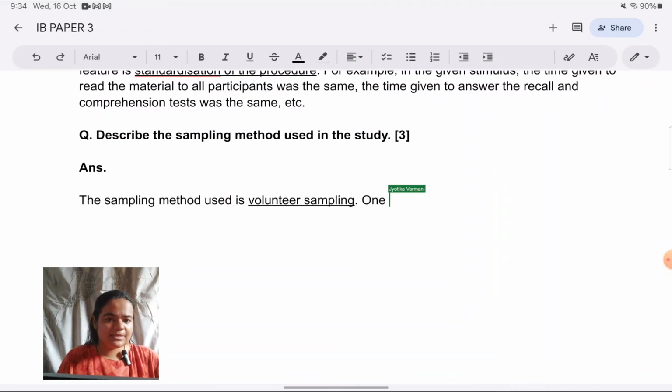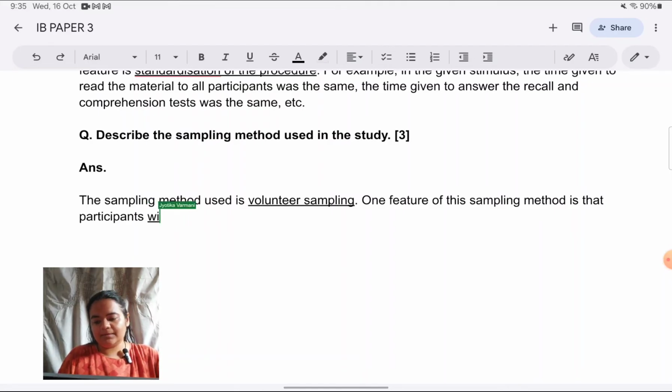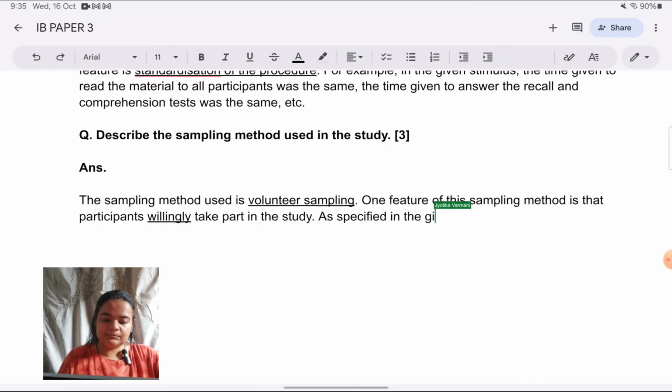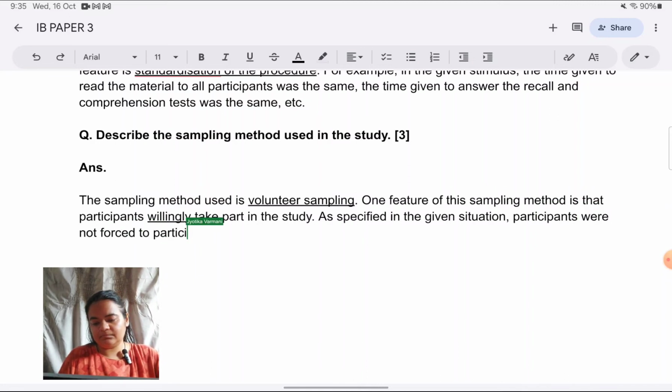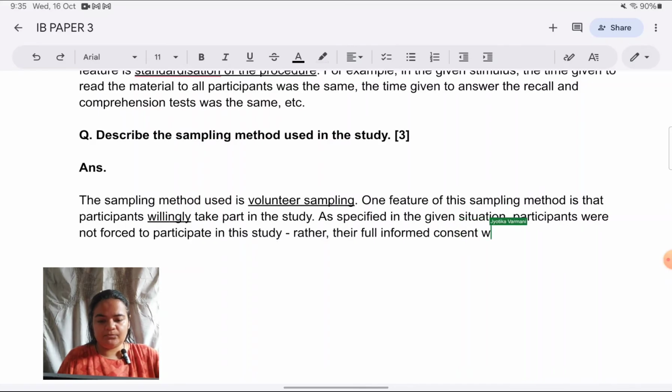Again, the wording can be the same as in the previous answer. One feature of this sampling method is that participants willingly take part in the study. As specified in the given scenario, participants were not forced to participate in this study. Rather, their full informed consent was taken before including them.